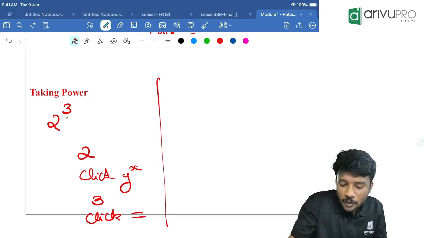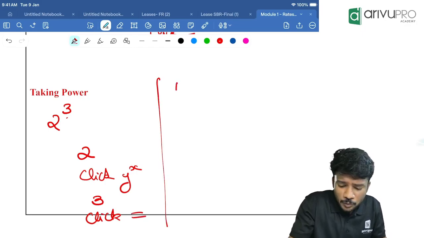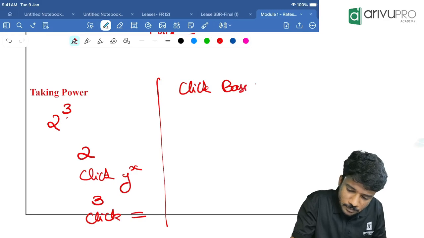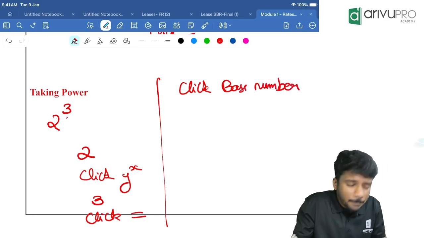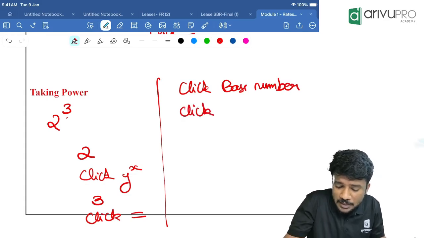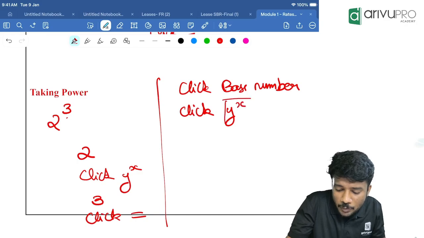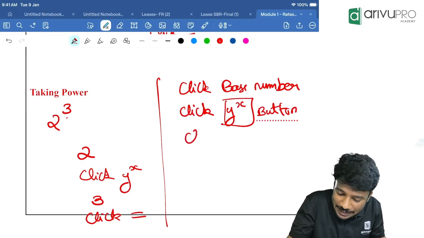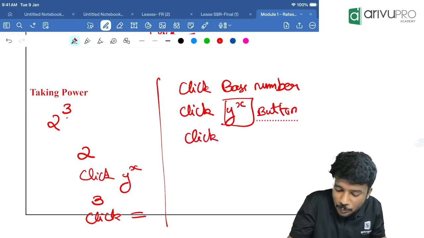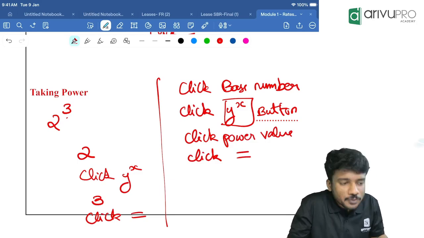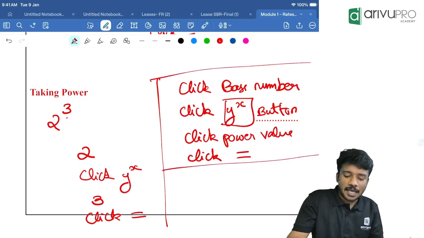So basically, in order to find power, what all things will we do? Click the base number. Then after that, we will click the y raised to x button. Then after that we will click the power value. Then after that you will click the equal to sign. You are getting your answer.